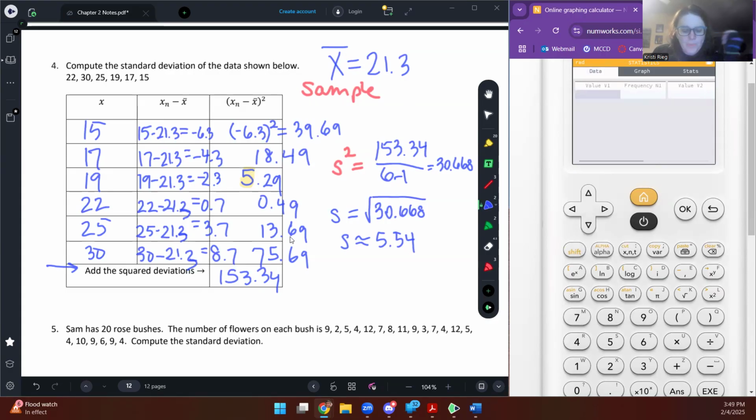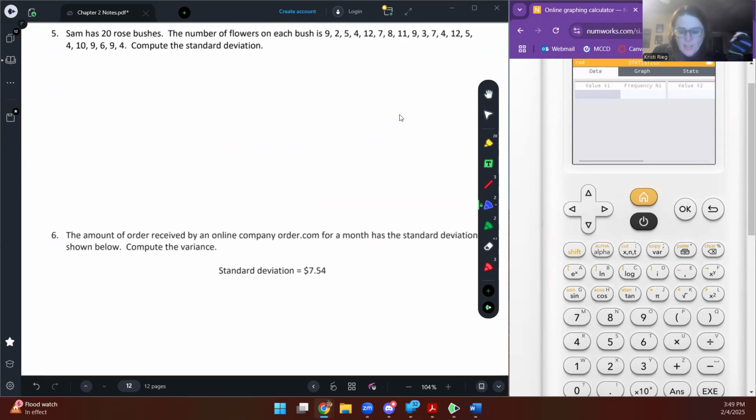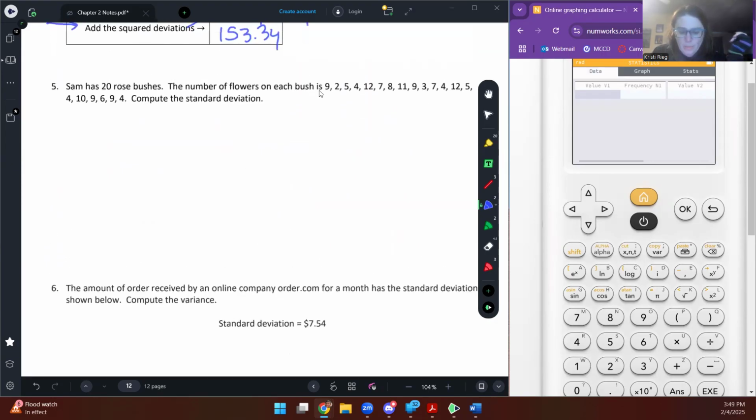Confirm. Okay, number 5, it says Sam has 20 rose bushes. The number of flowers on each rose bush is given here. Compute the standard deviation. So we have to type in the list and we have to figure out, are we looking for S or sigma? Okay, I'm going to type in the list first and then worry about S or sigma.